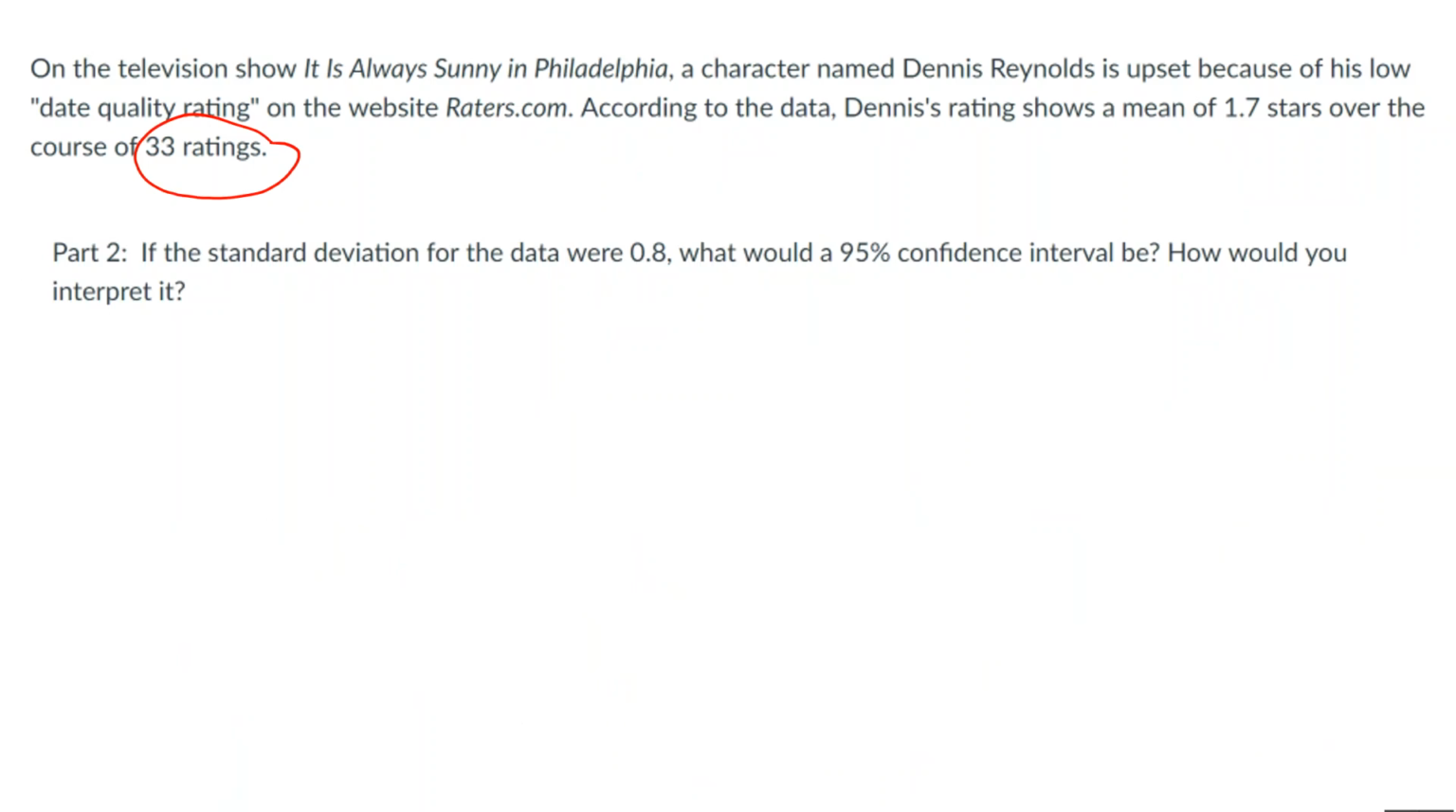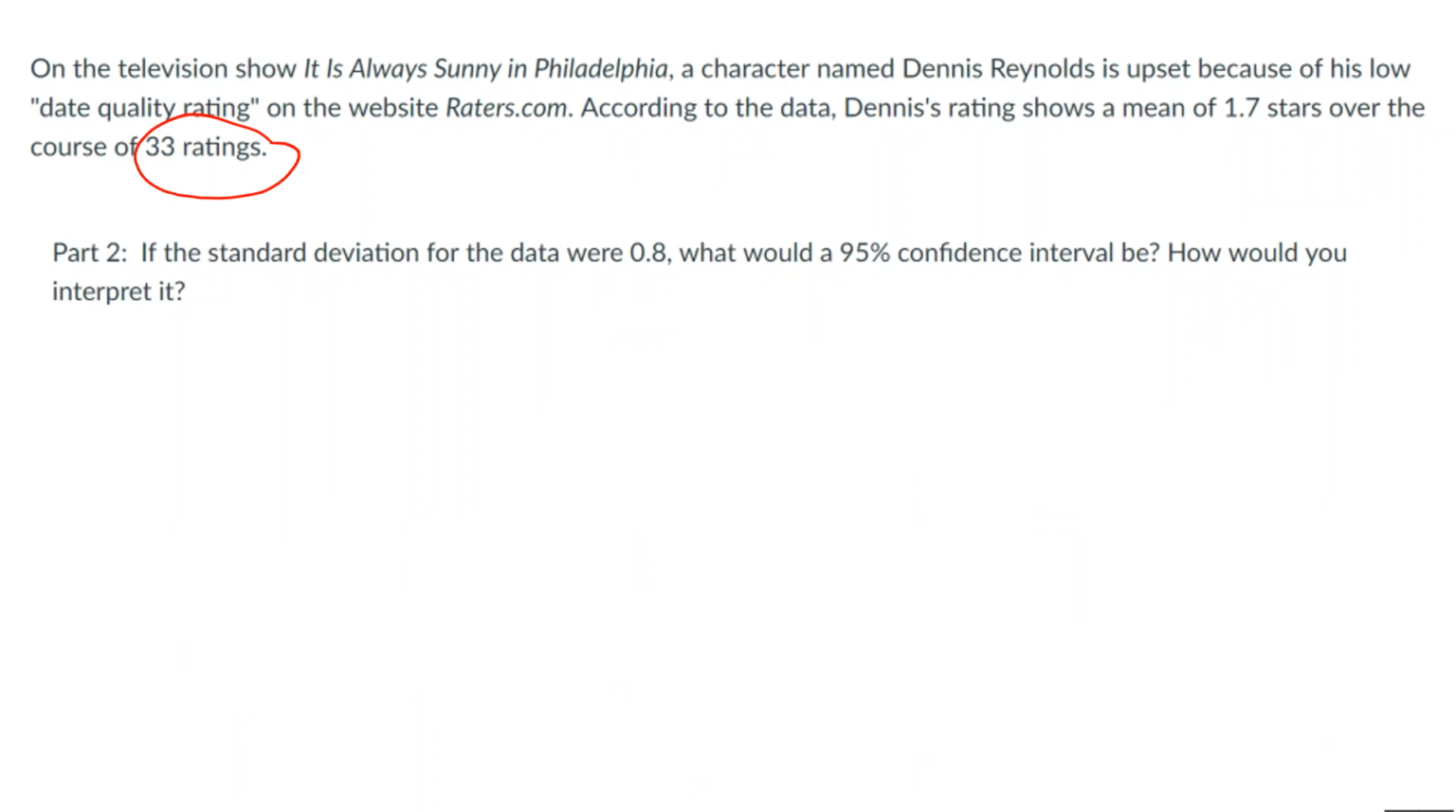So in part 2, we have a standard deviation of 0.8. In the last problem, we had a standard deviation of, I don't remember, but it was smaller than 0.8. Remember, the standard deviation is measuring how consistent the data are. In part 2, if the standard deviation were really 0.8, we'd have more variability than we would in part 1. What do you think this is going to do to the overall confidence interval?